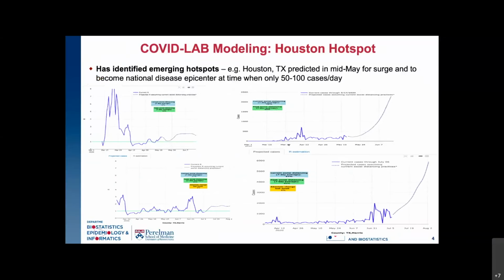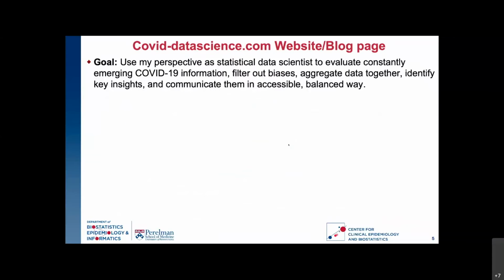And also, another thing I want to mention very briefly is I've spent some time during this pandemic on a blog page called coviddatascience.com. My goal there is to basically use my perspective and way of thinking as a statistical data scientist to try and evaluate the emerging information about COVID-19, filter out the biases, combine this information together, and identify key insights in what we're learning about the pandemic and communicate them in an accessible, balanced way.